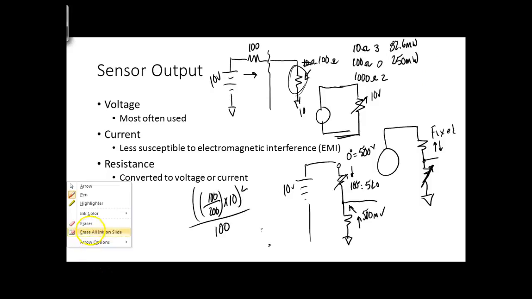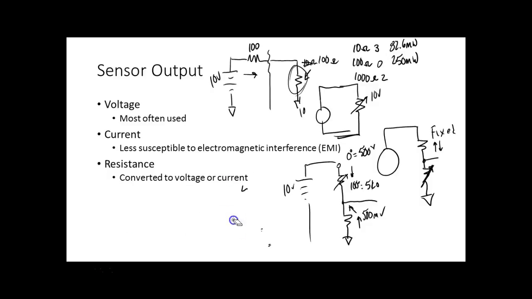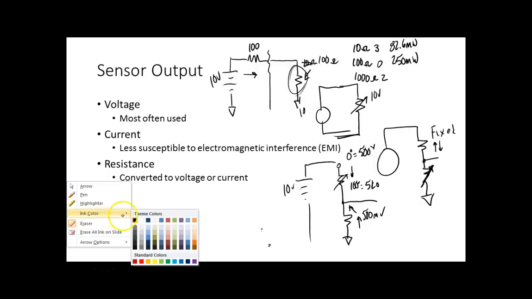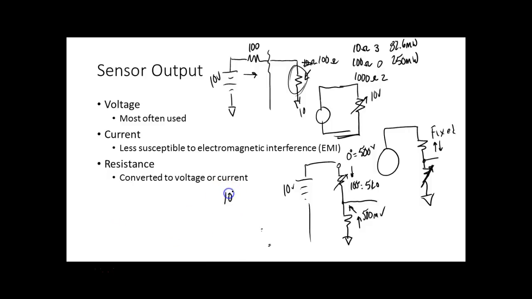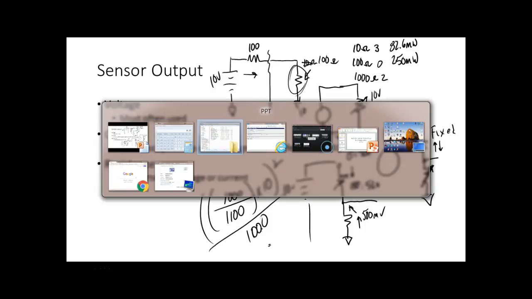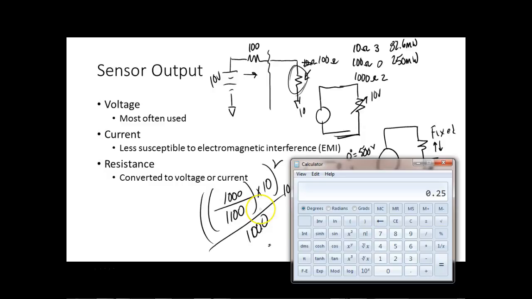Okay, so what would the next one be? I'm going to say 1,000 divided by 1,100. Then I'm going to multiply that times 10. Then I'm going to square it. Then I'm going to divide that by 1,000. Okay, so it's going to be 1,000 divided by 1,100 equals that times 10 equals that.